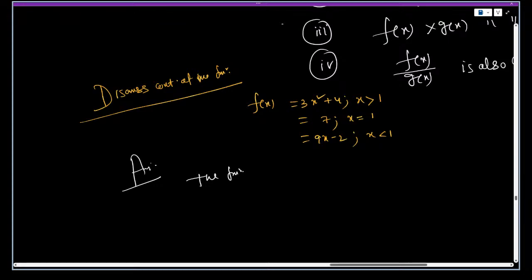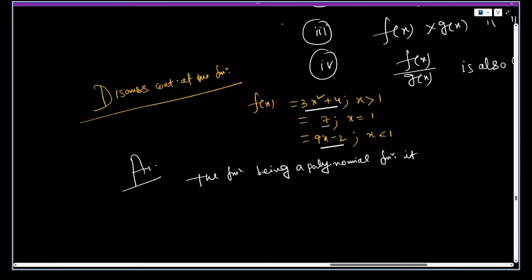The function being a polynomial one, or being a polynomial function. See, this is a quadratic polynomial, you can identify. This one is a constant polynomial, you can identify. This one is a first degree polynomial. The function being a polynomial function, being a polynomial one everywhere, I mean greater than 1, equal to 1, less than 1. Everywhere it is a polynomial function.